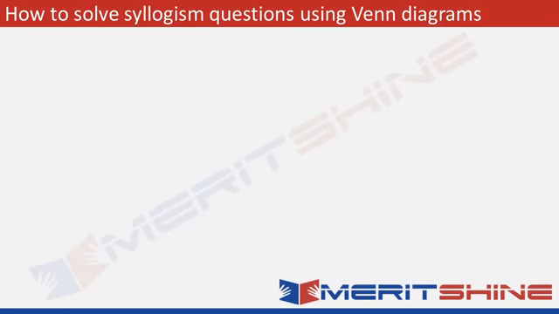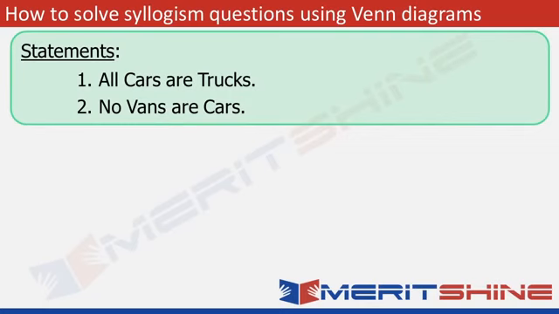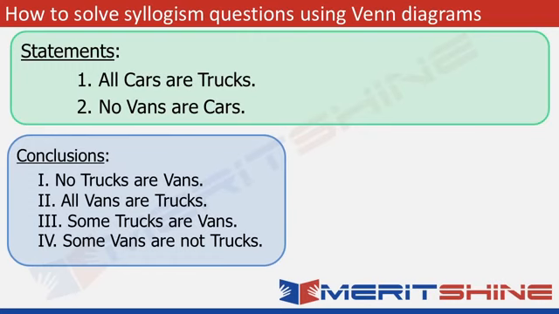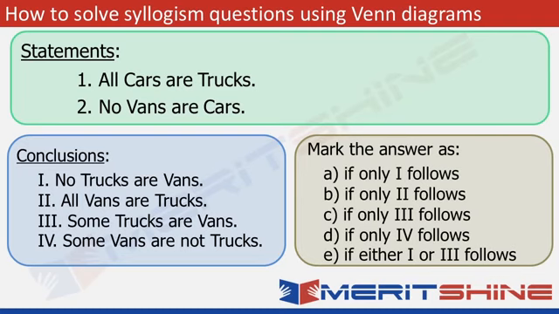So this is the typical structure of a syllogism question. You are generally given between 2 to 4 statements. These are nothing but premises that we discussed in the last tutorial. They are followed by some conclusions, again varying from 2 to 4 in number. And then on the basis of the statements, we need to find out which of the conclusions can be inferred, and so we mark our answer accordingly.